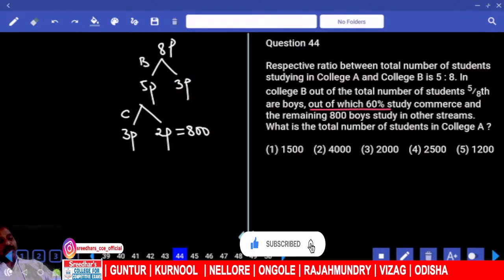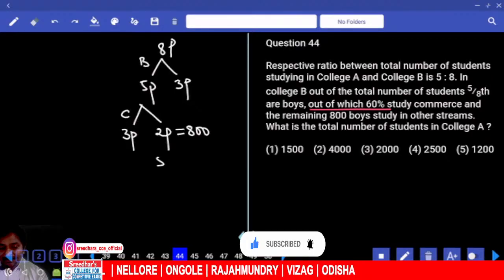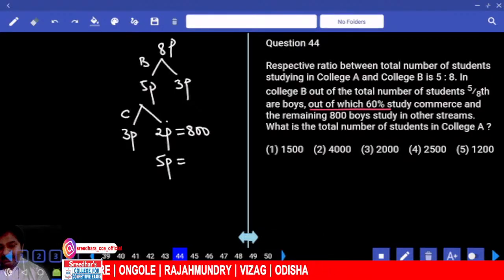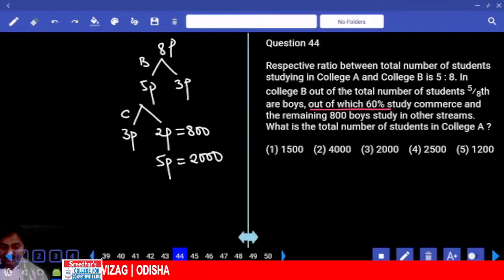Now the question is, what is the total number of students in college A? In college A, how many parts are there? 5 parts. 2 how many times? 400 times. 5 into 400, 2000 people are there in college A.